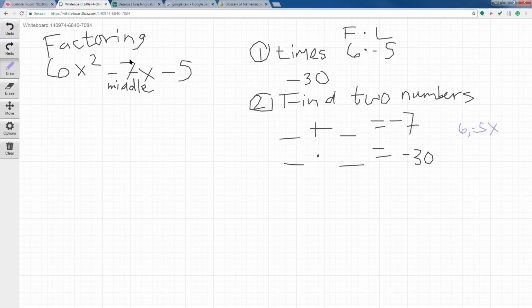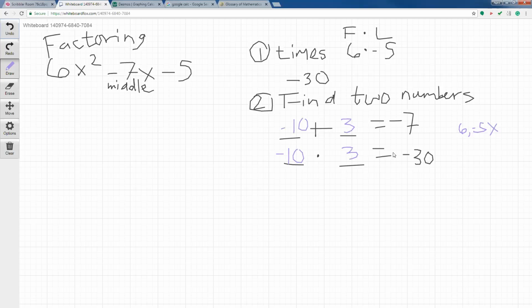Any other numbers? What are two numbers that multiply to be 30? 10 times 3. Again, one of them needs to be negative. Negative 10 times 3. Now we're getting it. I think. Yep. Good. So that does give us the negative 7. You are correct, Mark. These are the right two.